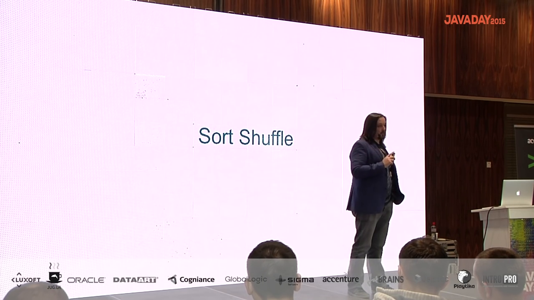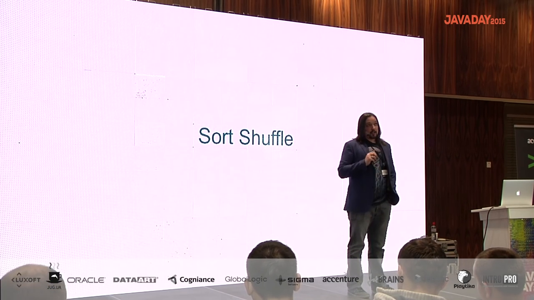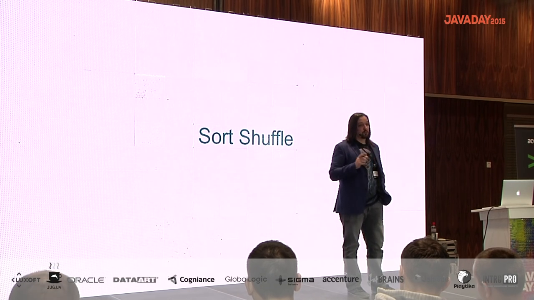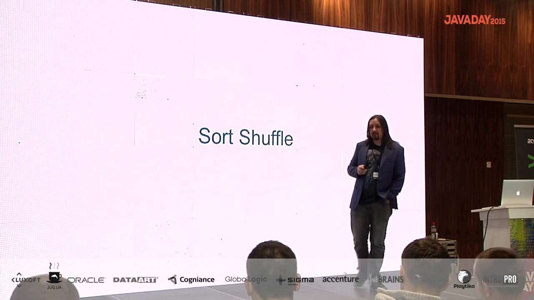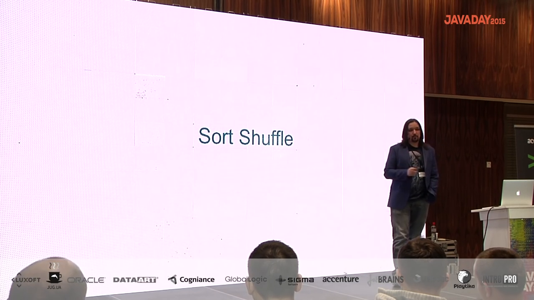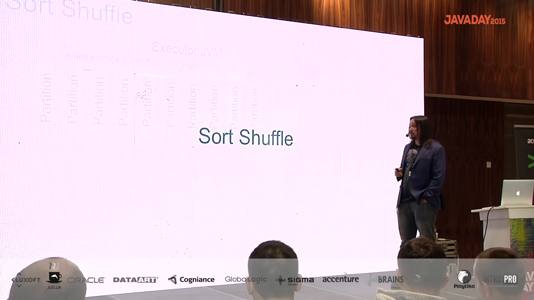So again, a question to the audience. Spark has many places where it uses sort. Which sorting algorithm is used inside of Spark? Okay, it's TimSort. TimSort is a very nice implementation. If you haven't heard anything about TimSort, you should read about it because it's very impressive.